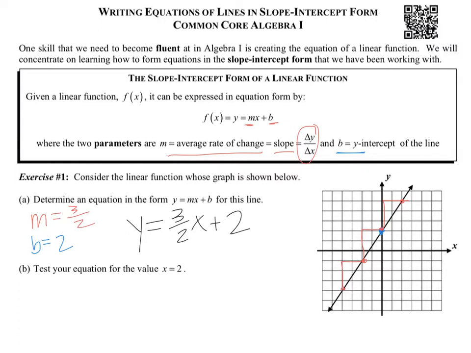Now we're going to test this equation for the value of x equals 2. So we need to know what is y when x equals 2. Now quick review on how to multiply by a fraction. You multiply by the top number, then divide by the bottom. So 2 times 3 is 6. 6 divided by 2 is 3. 3 plus 2 is 5. So when x equals 2, y should equal 5, which is true.